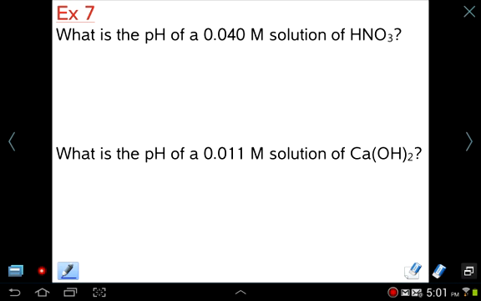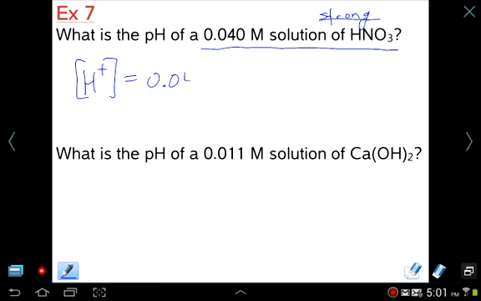So now, along with these concepts, we can ask about the pH of acidic solutions. Here we have the pH of a 0.040 molar solution of nitric acid. We know that nitric acid is a strong acid, and since it's strong, every amount of it will dissociate. So the amount of H plus in solution is exactly the same as the concentration of the acid, namely in this case 0.040 molar.